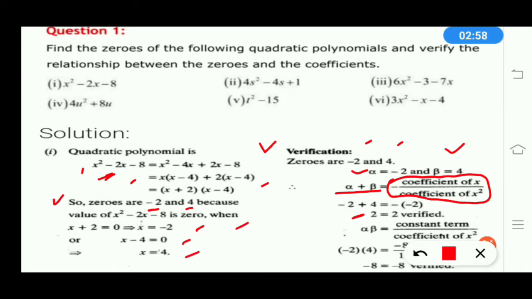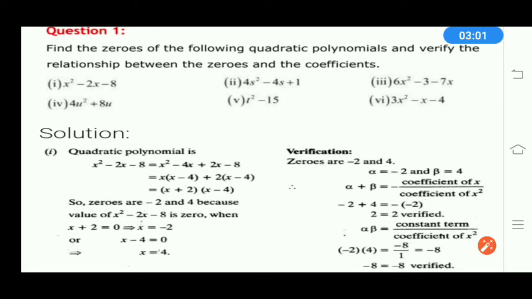Okay, next alpha into beta. Here alpha = −2 and beta = 4. So alpha times beta equals −8. The constant term divided by the coefficient of x² is −8 divided by 1, which equals −8. So alpha times beta is −8 on the left hand side, and the constant term divided by the coefficient of x² is also −8 on the right hand side. So the left hand side equals the right hand side, so verified. Clear? So part 1 of question number 1 is complete.